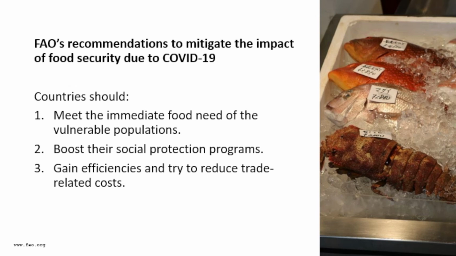And last, countries should gain efficiencies and try to reduce trade-related costs. They should avoid trade restrictions in order to keep food and feed supplies from worsening local conditions that are already strained by the COVID-19 response. Countries should not hinder trade and mobility of commodities. They should work to reduce food loss and waste, and they should reduce bottlenecks in the logistics and reduce the import tariffs. So hopefully a major food crisis can be prevented during this outbreak.